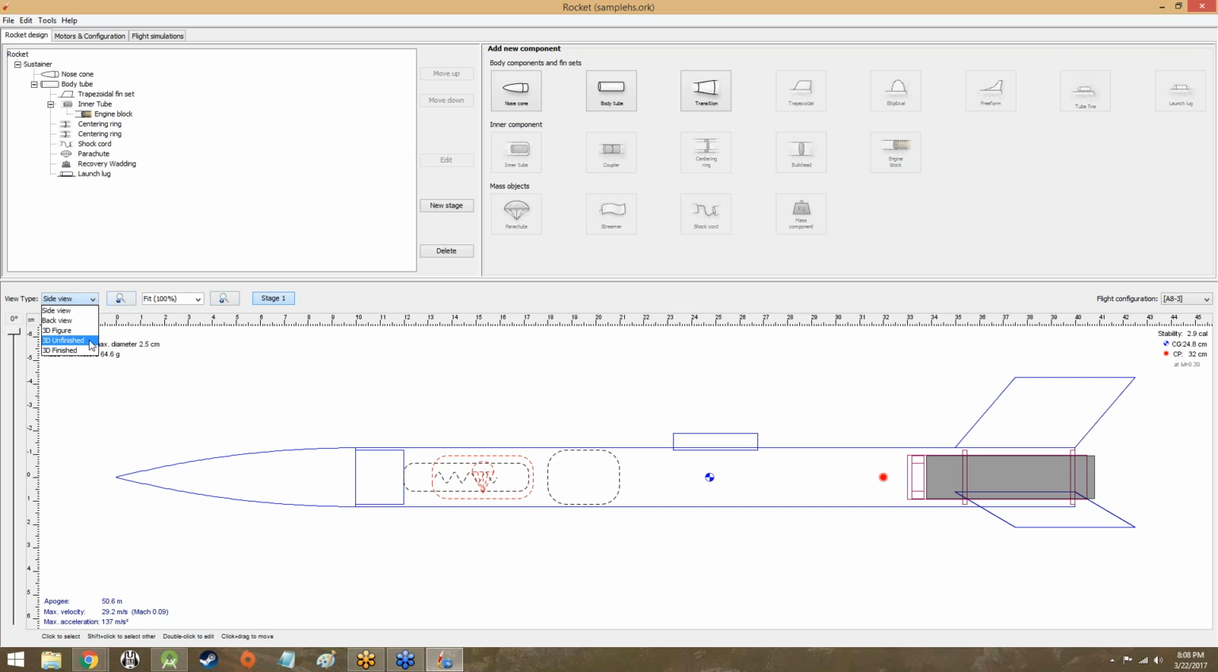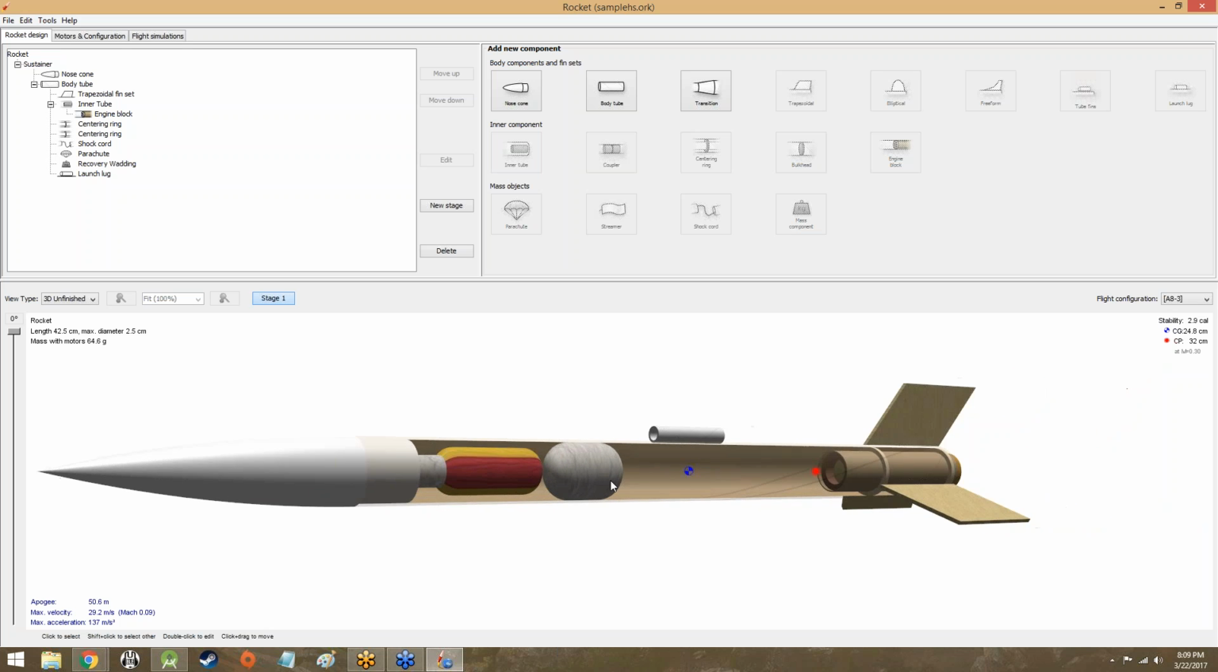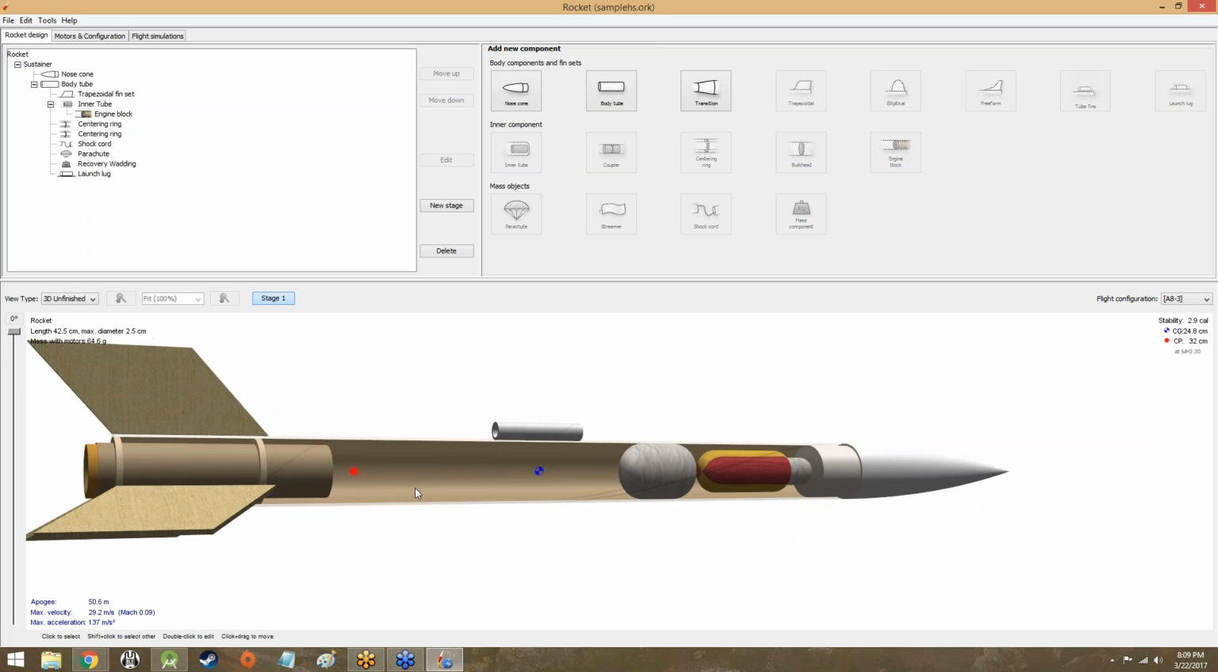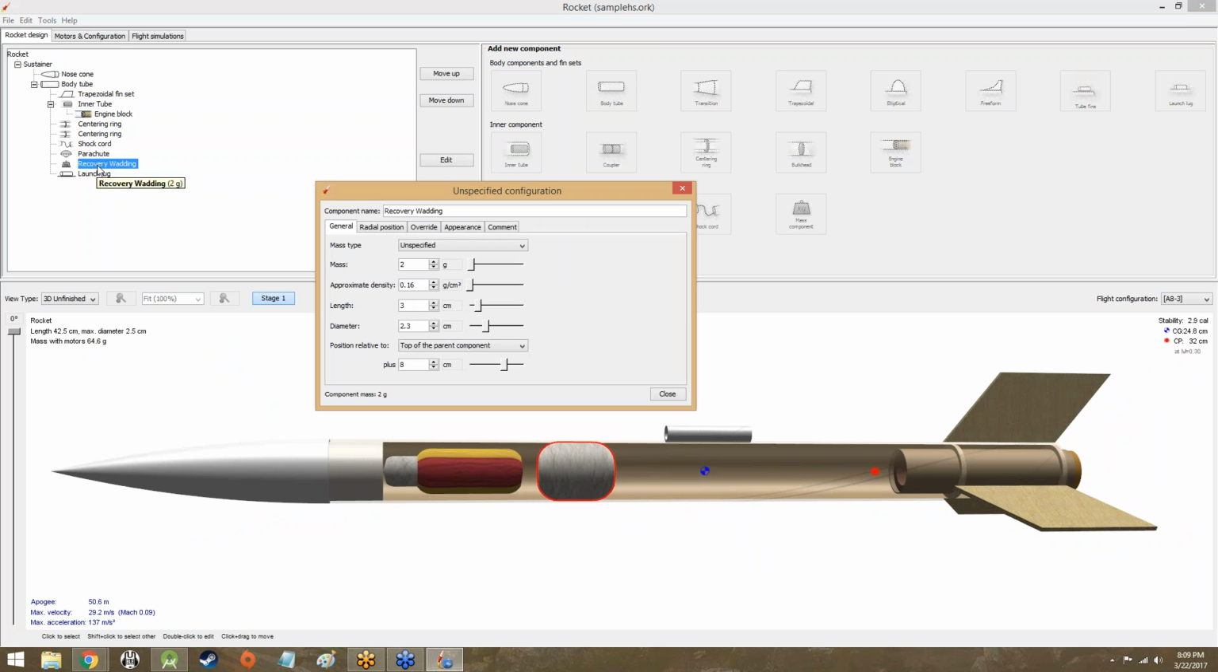And if we look at it in the 3D unfinished, it just sort of has a random kind of textured effect to it. The measurements on the recovery wadding, there you go. Yeah, it gives you some idea of what's going on inside the rocket as well. And let me know when you got those.